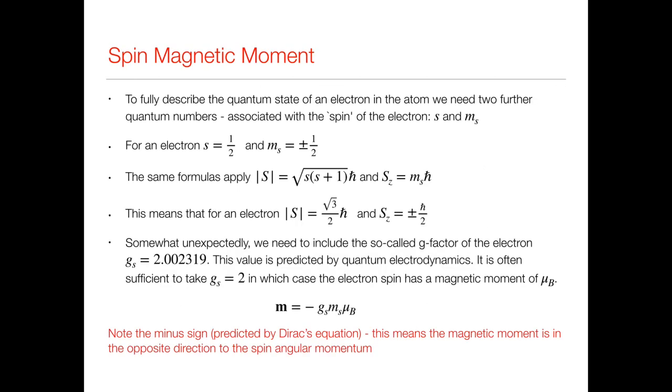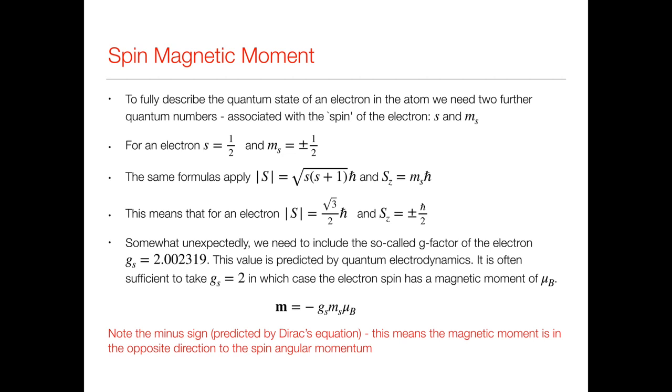So the last thing we need to consider is the spin magnetic moment. To fully describe the quantum state of the electron in the atom, we need two further quantum numbers, and these are associated with the spin of the electron. Now, first of all, just a comment about spin.